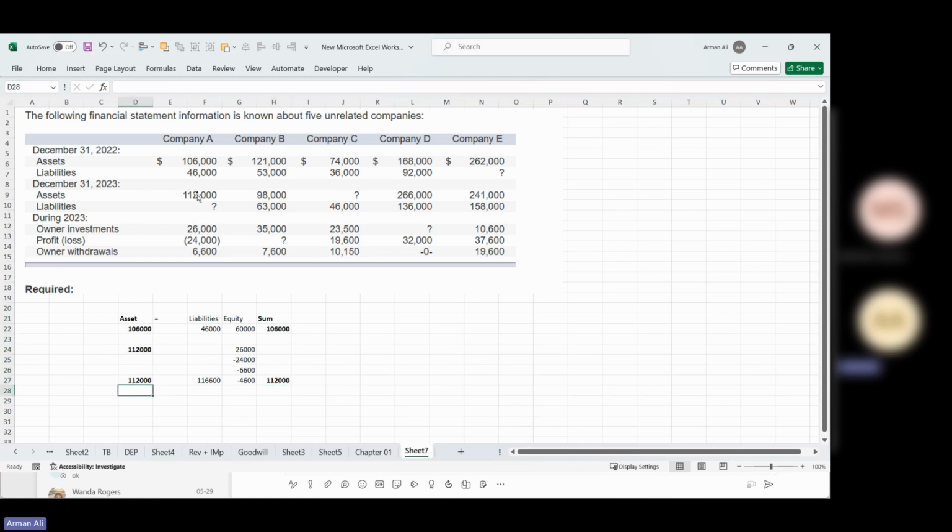But this is not part B. Part B is asking what is the value of equity on December 31st, 2023. This is question A, this is question B. First of all, we have to figure out the value of the liability. So basically, no, incorrect. What they're doing here is whatever that is equity from 2022, they will bring it down and they will add it up.